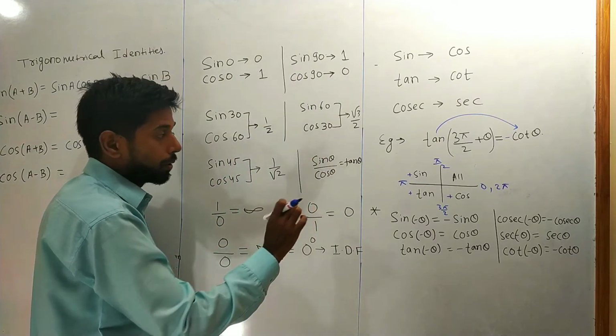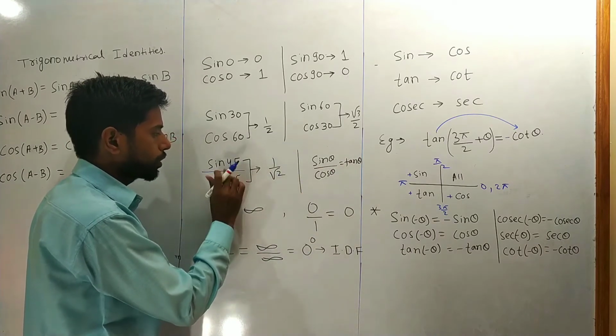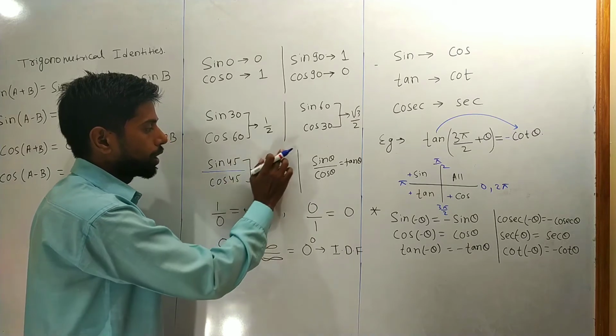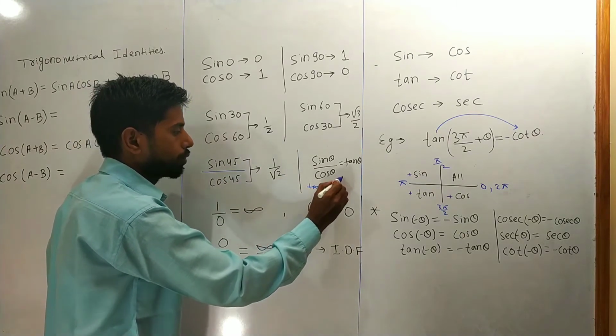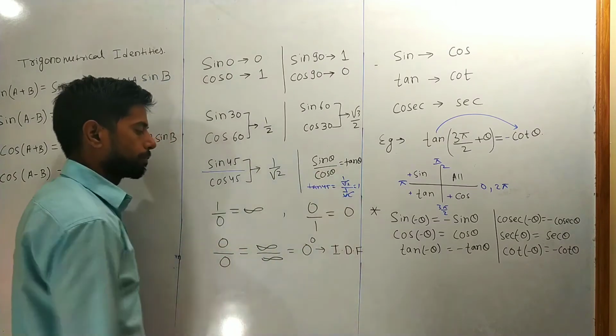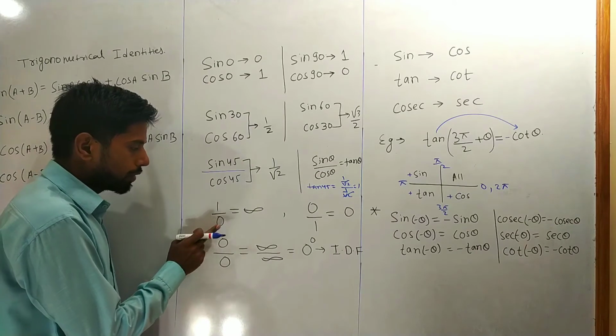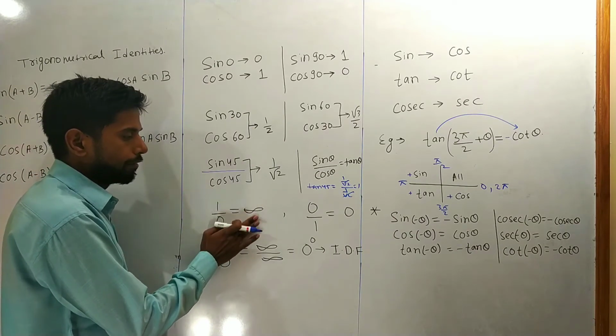Okay, tan 45 degrees, what? Tan 45 is sin 45 upon cos 45. So it will become 1 by root 2 upon 1 by root 2. It will become 1. 1 by 0 value is, if we divide 1 by 0, it will give infinity.